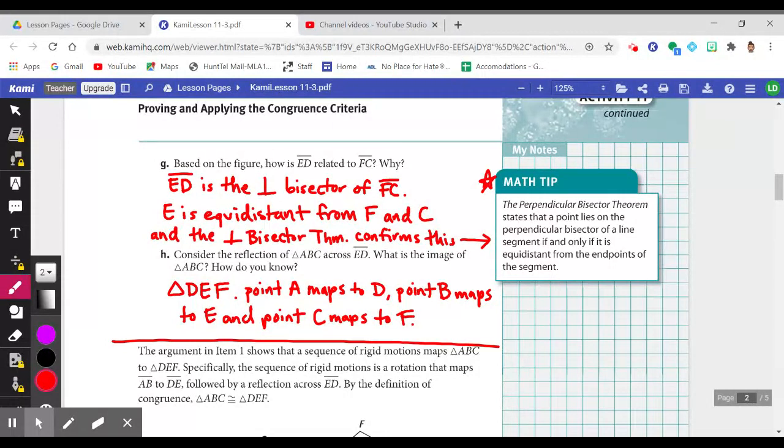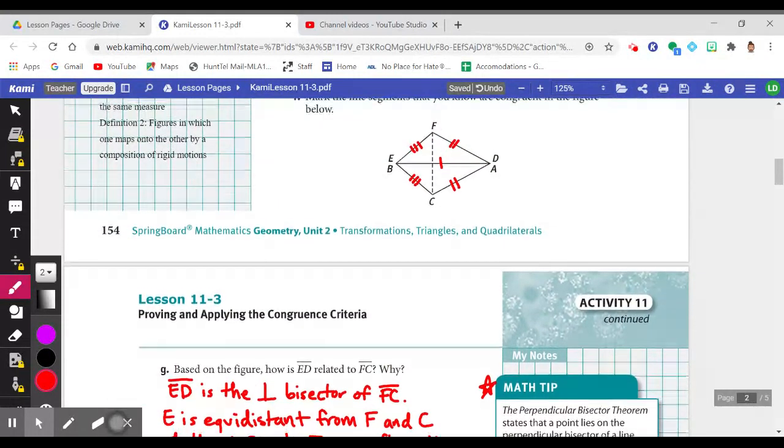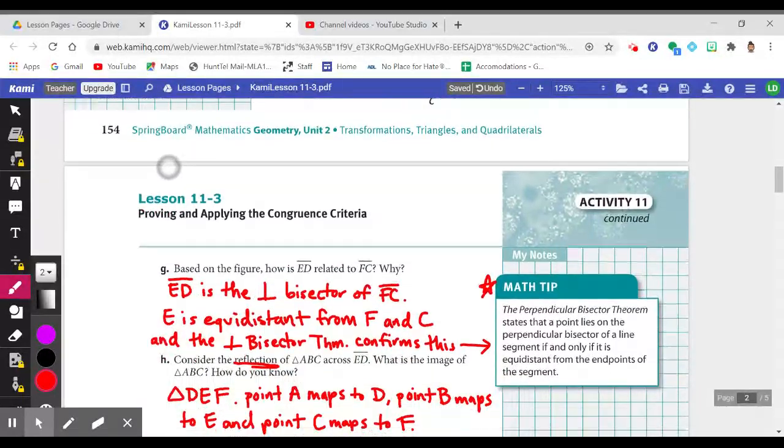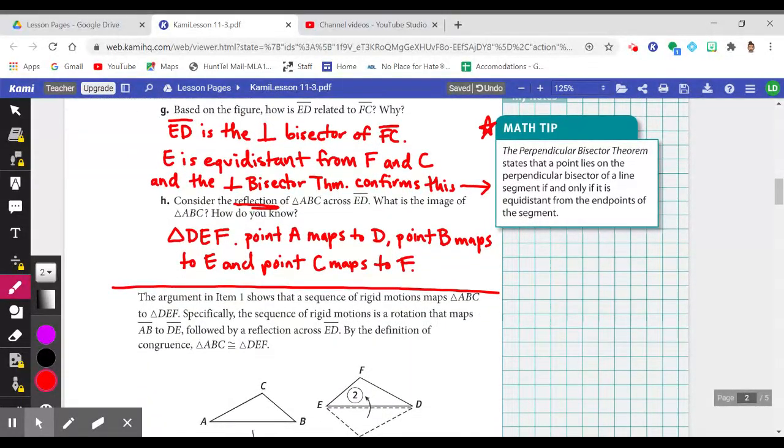So H says, consider the reflection, there it is, of triangle ABC across ED. So now we know that if ED is the perpendicular bisector, C can actually map onto F. We already know B mapped onto E and A mapped onto D, but C can map onto F. So it says, what is the image? The image is the result of that reflection of triangle ABC.